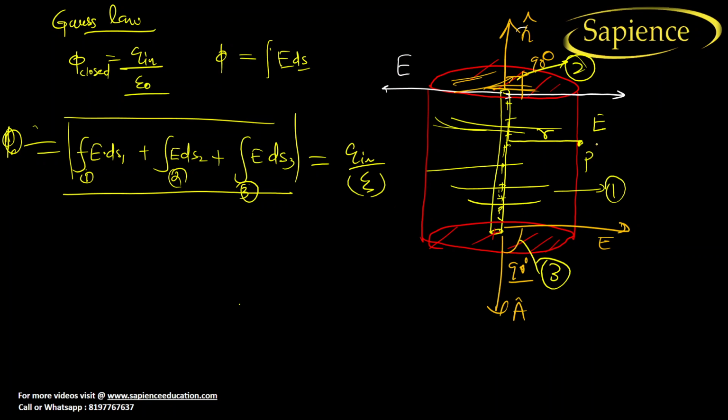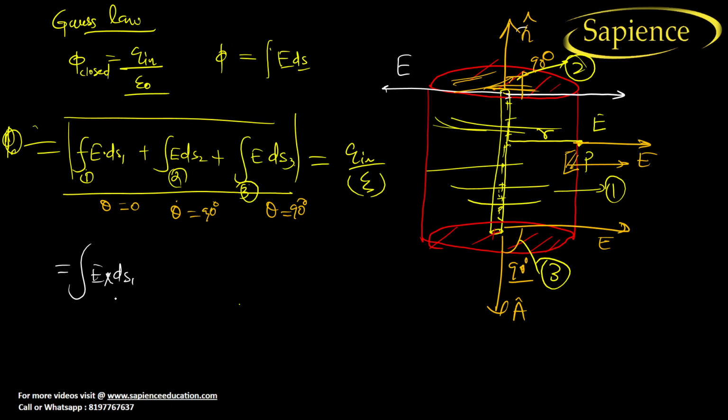Now the third one, the curved surface area. In the curved surface, the direction of electric field and the direction of the surface area are in the same direction. So for surface 3 theta is equal to 90 degrees, for surface 2 theta is equal to 90 degrees, and for surface 1 theta is equal to 0 degrees. So all are dot products. Let us see here, integration of E dot ds on one surface.